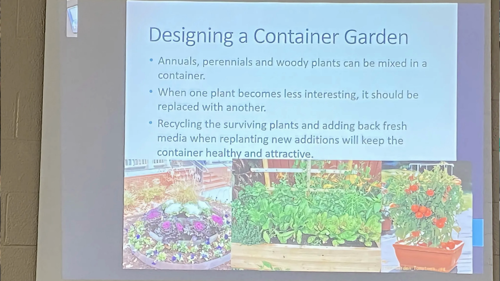Designing a container garden. Annuals, perennials, and woody plants can be mixed in a container. When one plant becomes less interesting, it should be replaced with another. Recycling the surviving plants and adding back fresh media when repeating new additions will keep the container healthy and attractive.